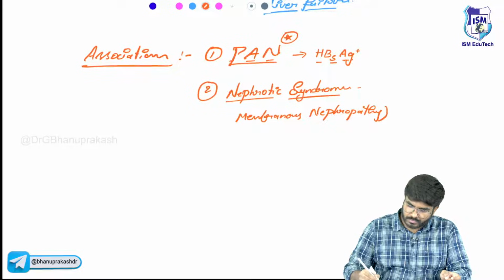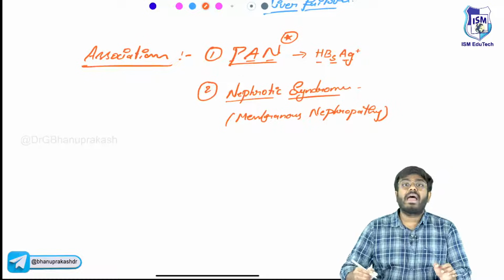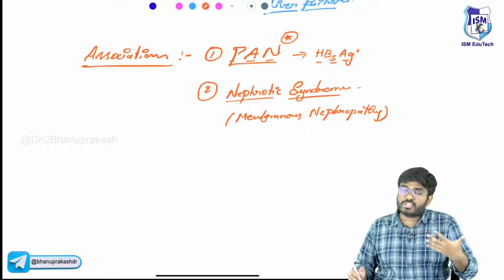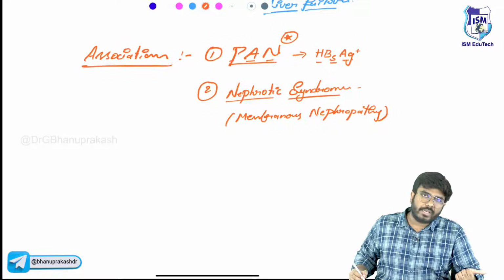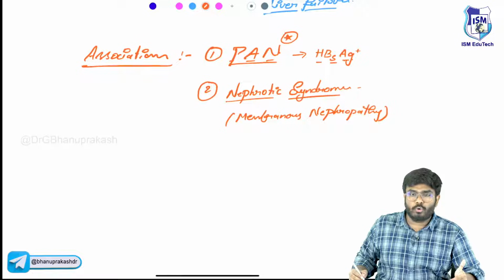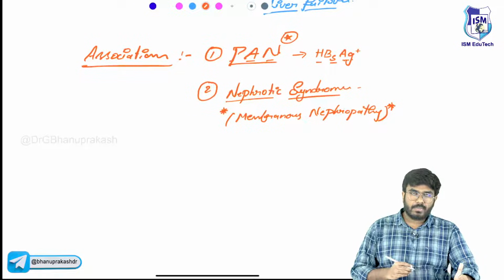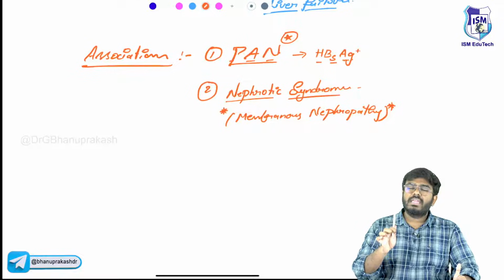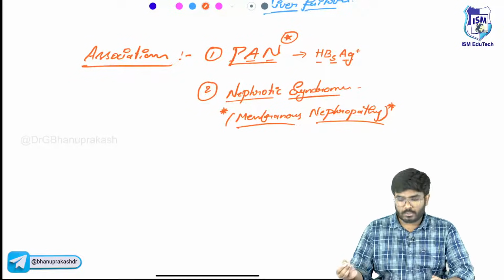So what I want you to know is, those who have hepatitis B infection may develop vasculitis, that is polyarteritis nodosa, or they may develop nephropathy, that is nephrotic syndrome, because of the disease called membranous nephropathy. This individual has hepatitis B, he can develop membranous nephropathy, that is a nephrotic syndrome.